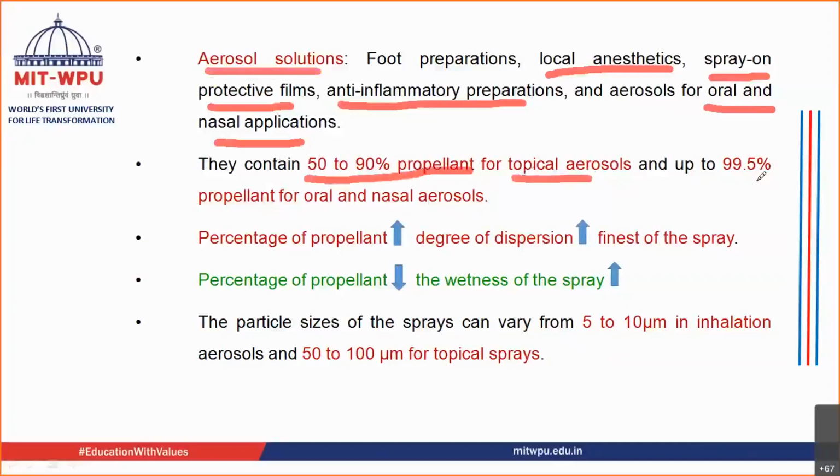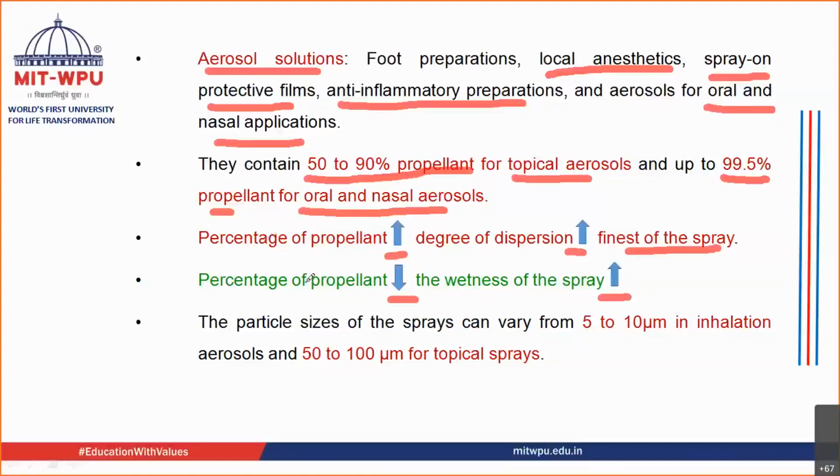And it contains about 99.5% of propellant when they are used for oral or nasal use, in the oral or nasal cavity. Now the percentage of propellant is very, very important. As the percentage of propellant increases, the degree of dispersion increases, and you get a spray that is spinous. If the percentage of propellant decreases, you get a wet spray. Hence the percentage of propellant is very important.